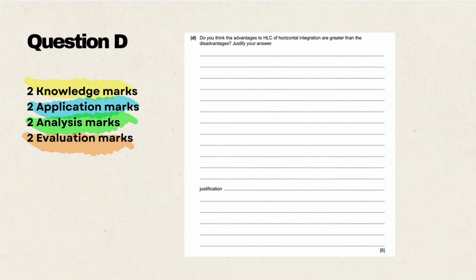And lastly, question D. And the allocation is as follows. 2 knowledge marks, 2 application marks, 2 analysis marks, and 2 evaluation marks. And you can see in this question here, it says, do you think the advantages to HLC of horizontal integration are greater than the disadvantages? So it's asking you for the advantages and the disadvantages. Meaning there is 1 knowledge, application, and analysis mark for each advantage and disadvantage.